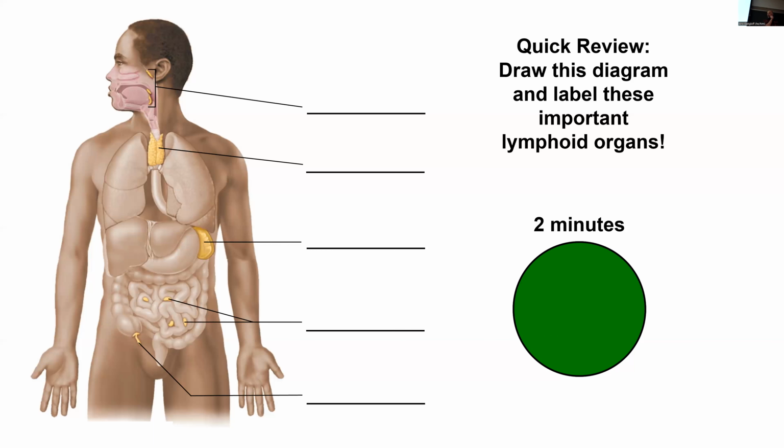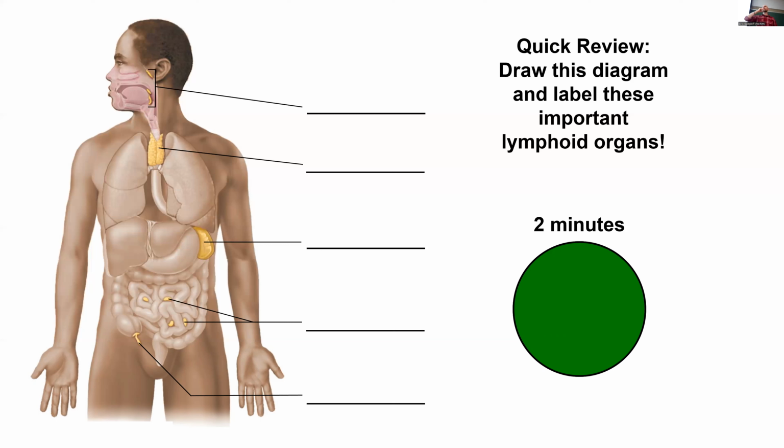All right, so these are some of your major lymphoid organs. Remember, there's two primary lymphoid organs. What are those two? Dan, just one. Thymus. What's the other one?